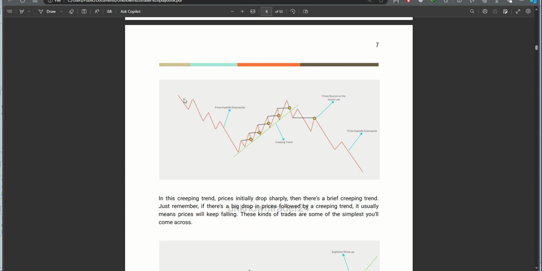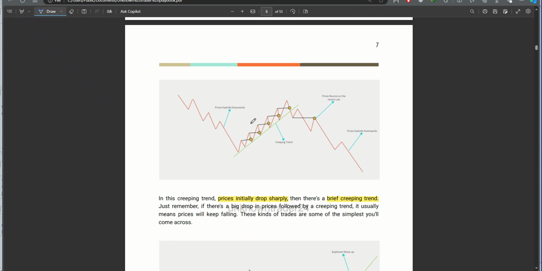Look at this. If you read here, in this creeping trend, prices initially drop sharply. You see, I also gave a drawing. Prices explode downwards. So in this one, prices drop sharply, then there is a brief creeping, and then they start creeping.